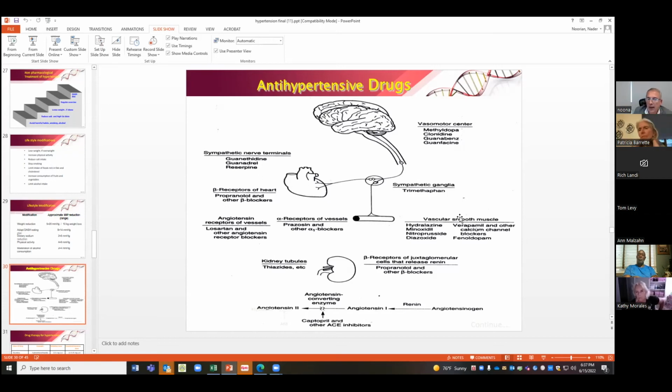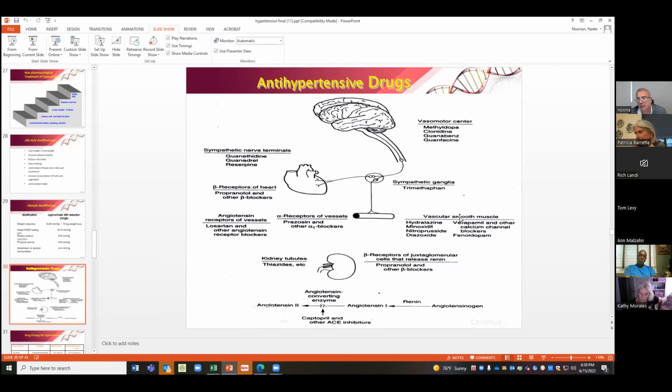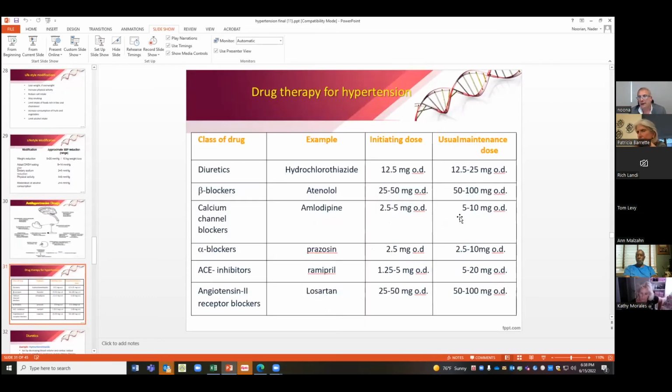Number three, you counteract the effect of certain chemicals in the body that cause vasoconstriction. Vasoconstriction means constriction of the blood vessels. There are medications that counteract that effect, and of course, you're going to get vasodilation and the blood pressure comes down. So those are the three main categories that I'm going to talk about. So let's forget about this complicated slide.